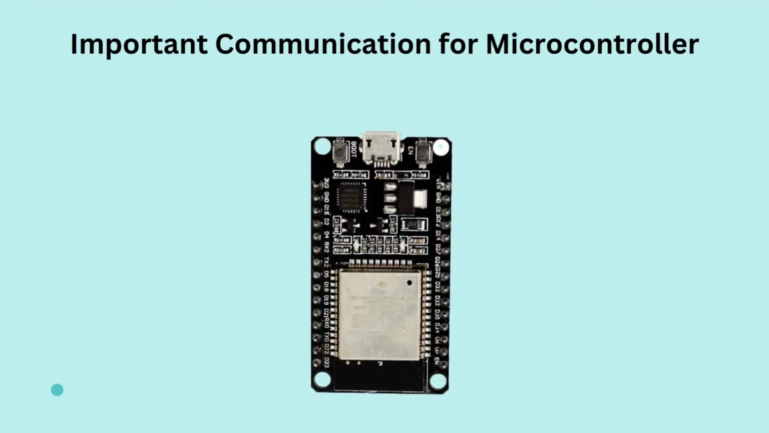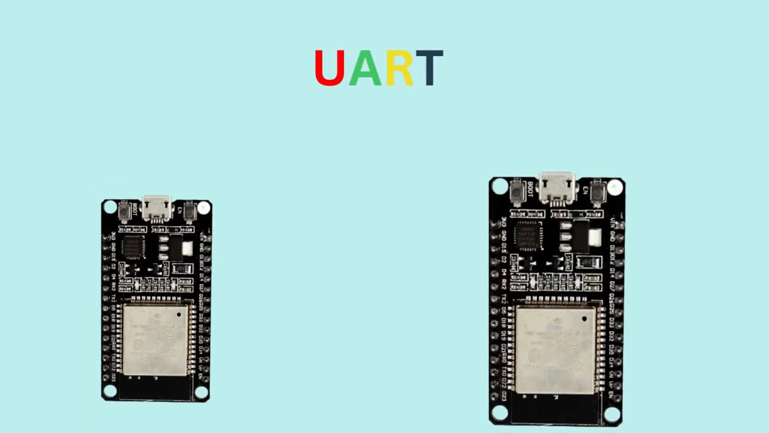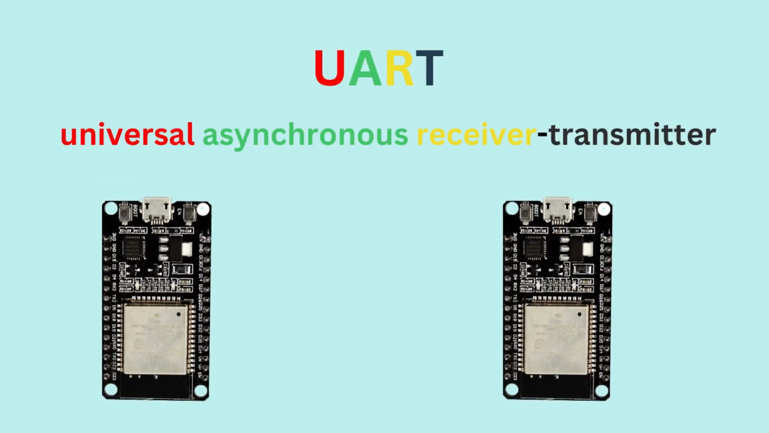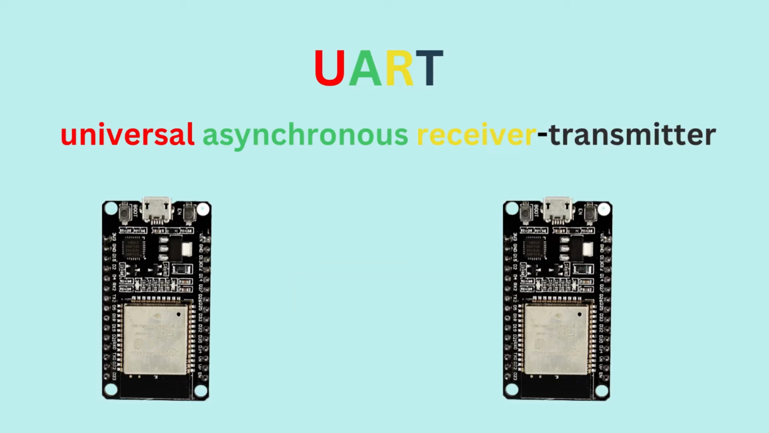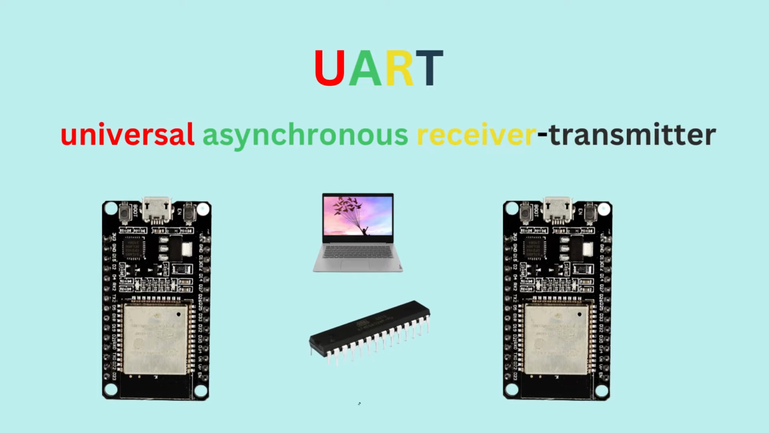Today we'll discuss one very important communication protocol of ESP32, that is UART. UART stands for Universal Asynchronous Receiver and Transmitter. It is a serial communication protocol used for exchanging data between two devices. In ESP32, the UART hardware is integrated into the chip and it can be used for serial communication with other devices such as computer, microcontroller or sensor.